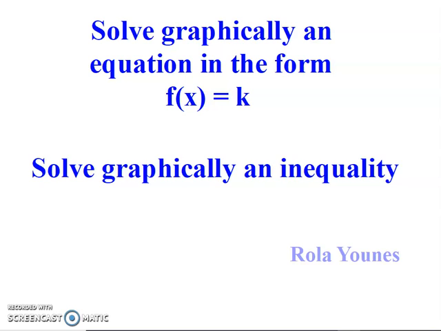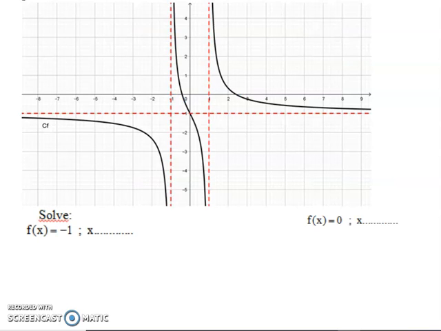Hello, our objective today is to solve graphically an equation in the form f of x equal k, where k is a real number, then to solve graphically an inequality. Given the graphical representation of a function, we have to solve here two equations, f of x equals -1 and f of x equals 0. Both equations are in the form f of x equal to k, where k is a real number. In the first it's -1, in the second it's 0.